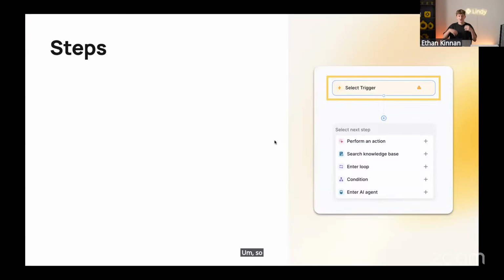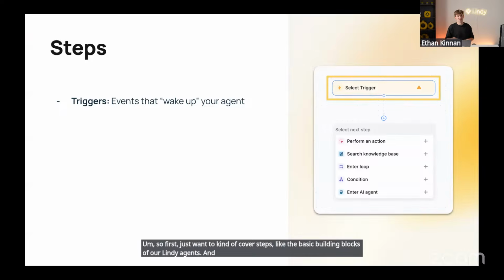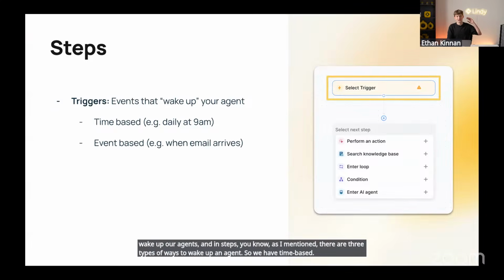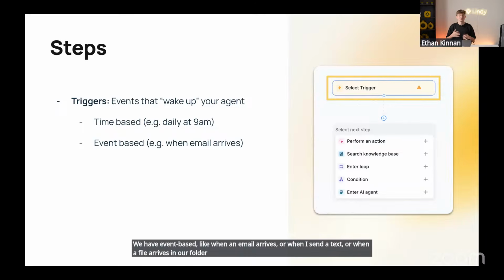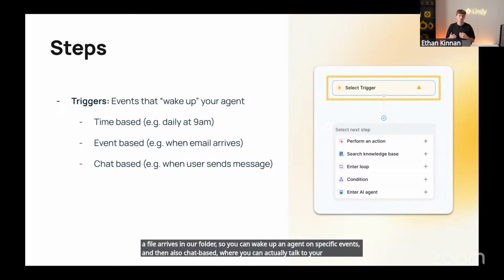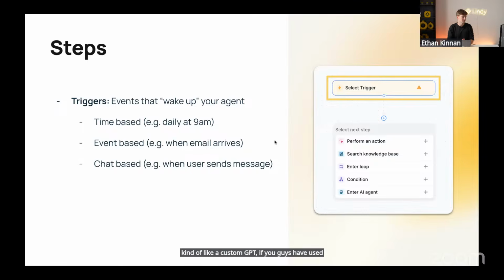First, let's cover steps, the basic building blocks of our Lindy agents. There are two main types of steps that cover pretty much everything. One is triggers, which are events that wake up our agent. There are three types of ways to wake up an agent. We have time-based, like every day at 9 a.m. We have event-based, like when an email arrives, when I send a text, or when a file arrives in our folder. And then chat-based, where you can talk to your agents through a chat within the Lindy platform, kind of like a custom GPT if you've used those before.